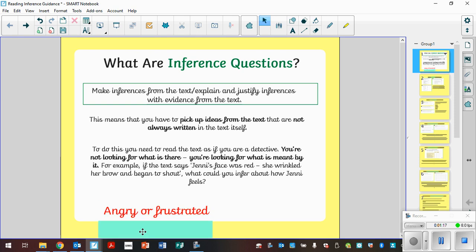Now, why would I say that? Well, her face was red. Sometimes when you're angry, your face does turn red. She wrinkled her brow. Okay? Sometimes when you are angry, your brow sort of wrinkles up. Began to shout, another thing that you do when you're angry. Right? So it doesn't inform me that she's either angry or frustrated, but I can infer from the information that I've read that that's maybe how she is feeling.